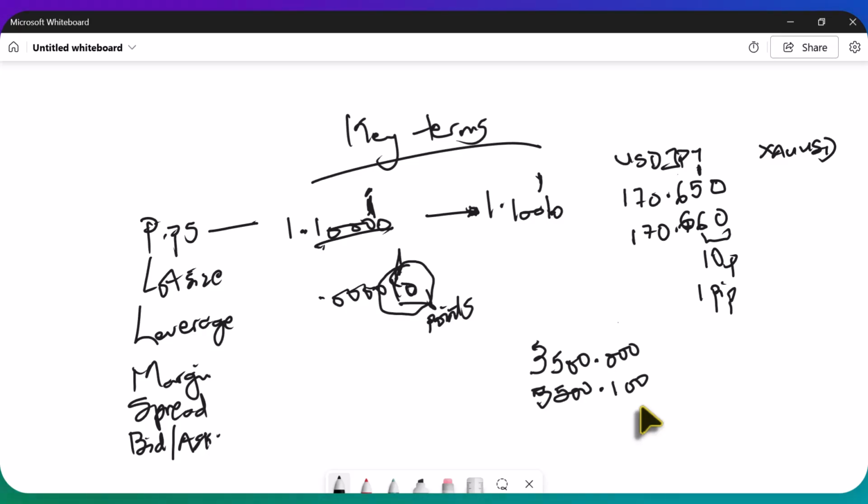But if we were to calculate how much money we would be making, we will start our pip movements from here, not from here. Let me show you what I'm talking about. On the chart, you see that it's going to start from here when we measure it.